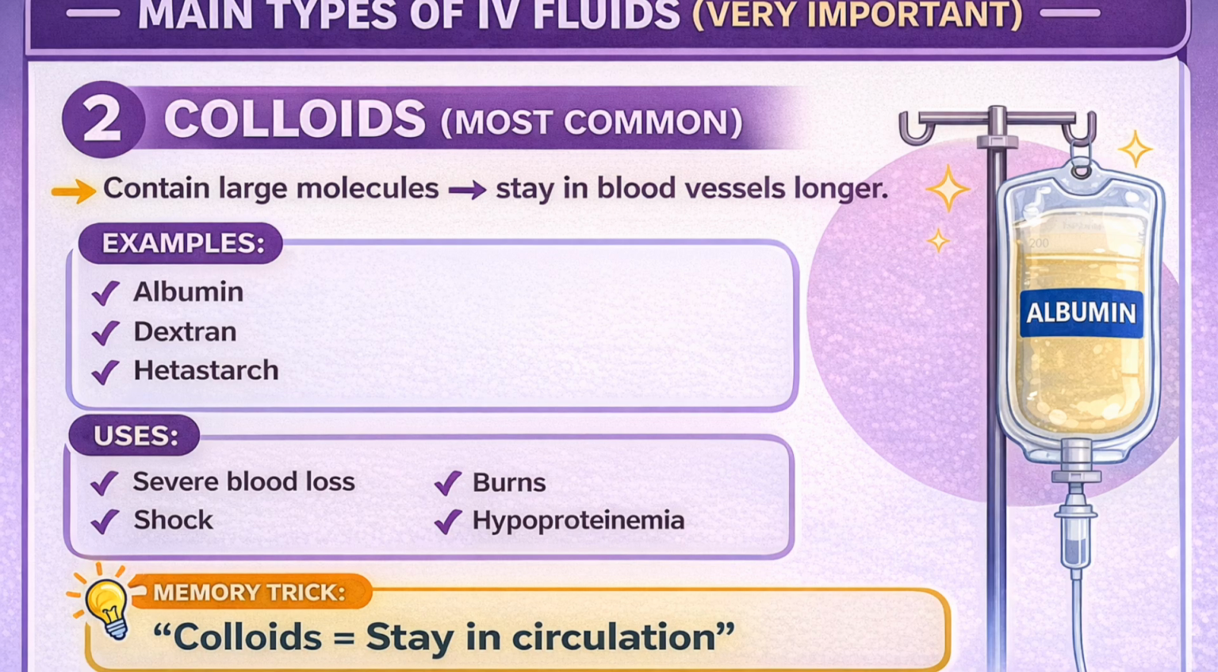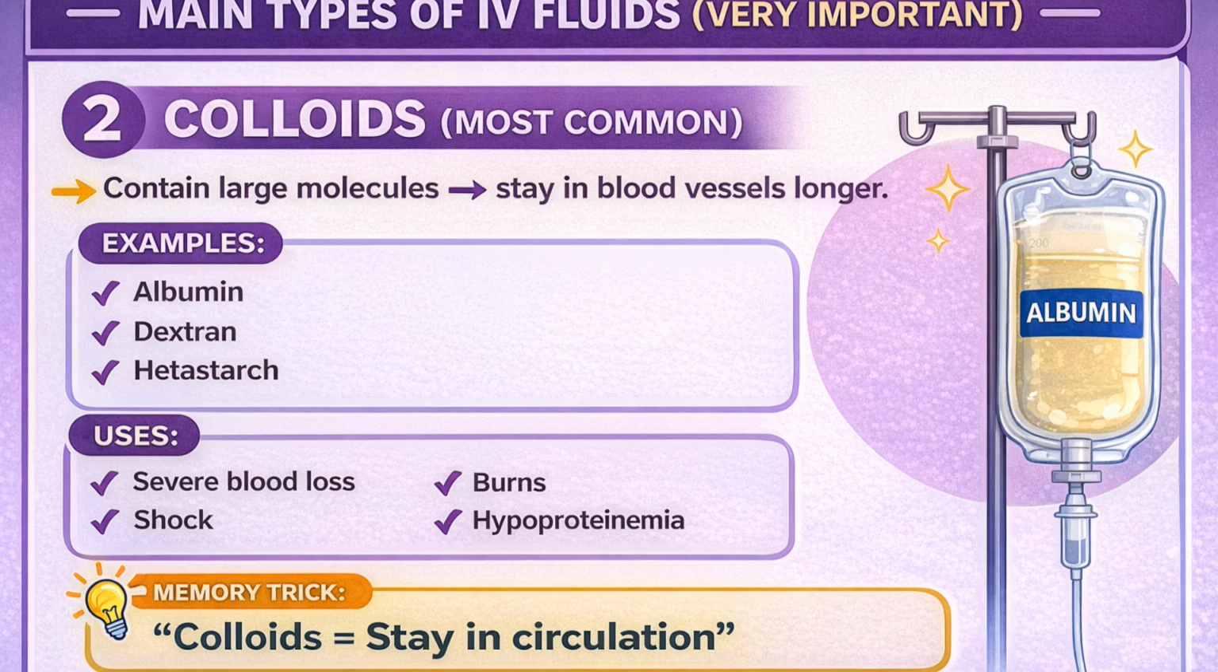Due to their large molecular structure, they stay in blood vessels for a longer period of time. The examples are albumin, dextran, and hetastarch. These concentrated fluids are given in severe blood loss, burns, shock, and hypoproteinemia. Blood loss, as we all know, tends to cause hypovolemic shock. Burns and shock are other common conditions we see.